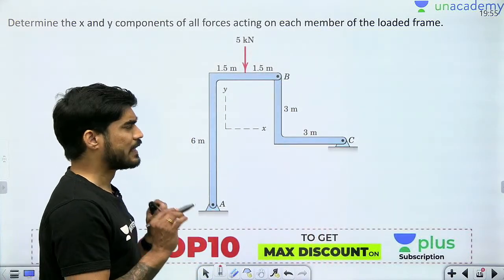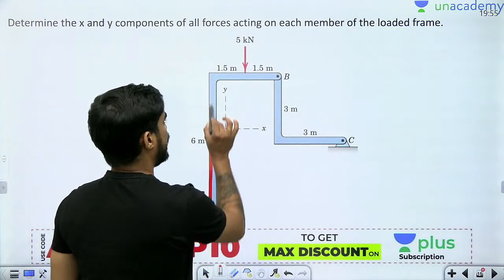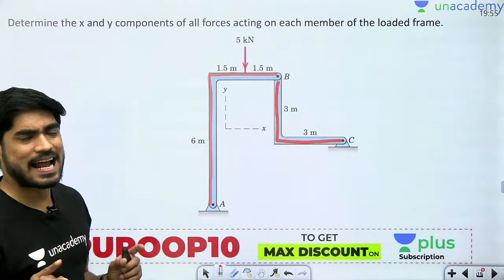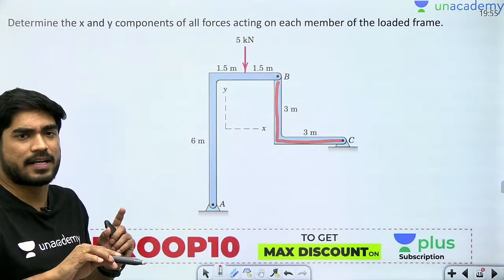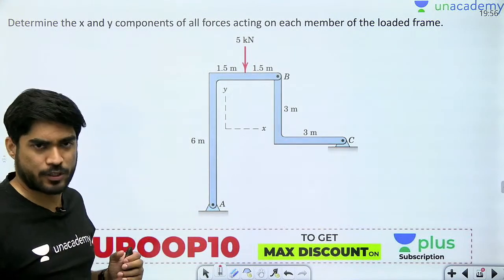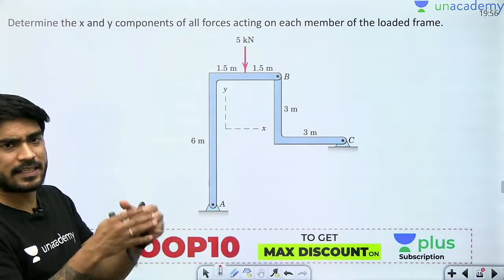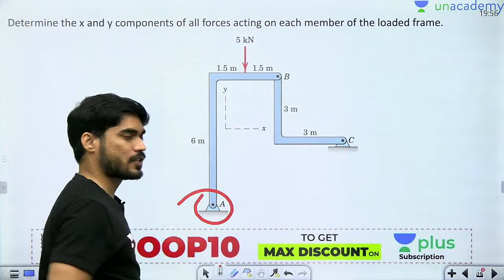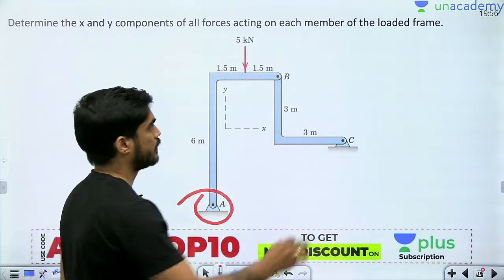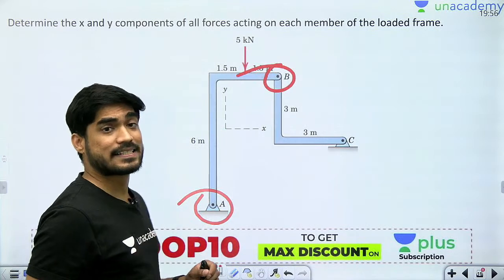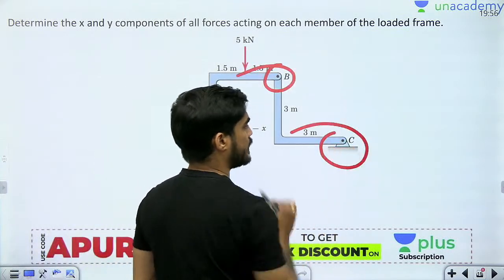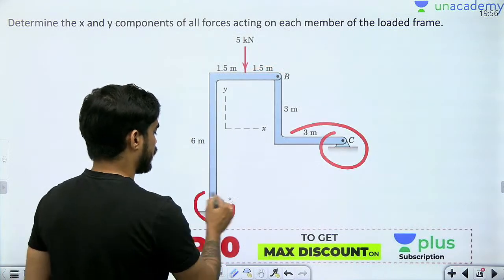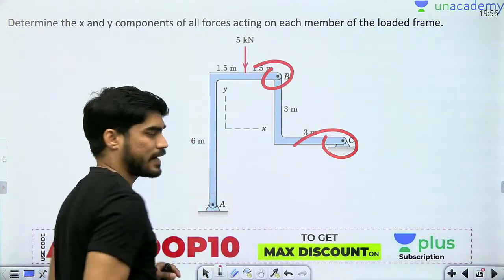Okay, now understand, here we have two members, member AB and member BC. Understand the connection of these members between them and with the support. इन मेंबर्स का आपस में कनेक्शन और सपोर्ट के साथ कनेक्शन कैसा है? Understand, this connection is what? It is a pin joint. This connection is what? It is a pin joint. This connection is what? It is again a pin joint. So here we have pin joints, right?